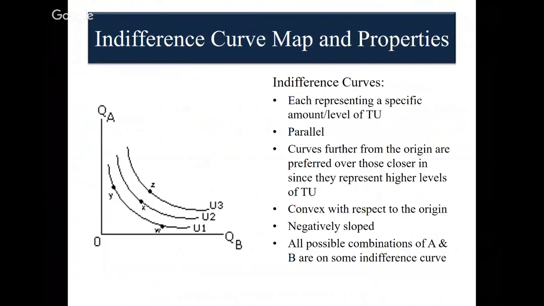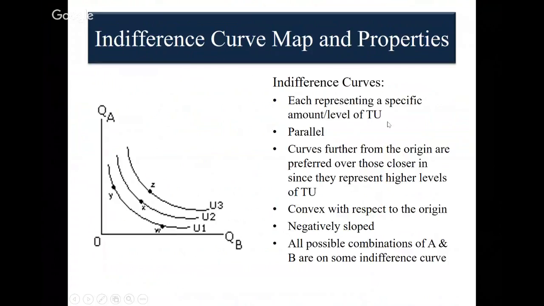If you've ever seen a topographical map like in geology or geography, you have these level curves that represent altitudes above sea level. You could be at two different points on a particular hill, but if they're on the same level curve, they are at the same altitude above sea level. So combination Y and combination W aren't the same combination. Y has a lot of A, not much B. W has a lot of B, not much A. But since they're both on Indifference Curve U1, they have the same amount of total utility.